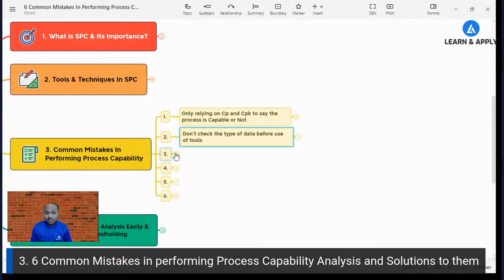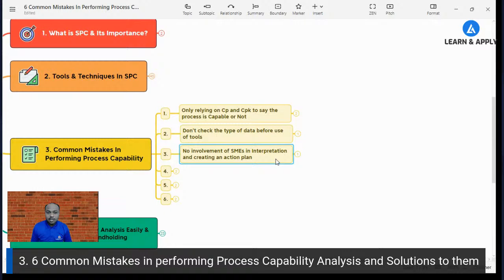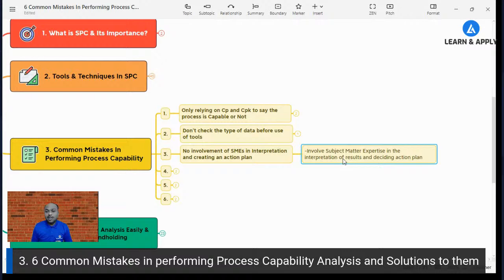The third mistake is again very important: no involvement of subject matter expertise in the interpretation of the results and creating an action plan. If you are not involving the subject matter expertise in the capability analysis, the interpretation of the results can go wrong. So while you are interpreting the results and converting that interpretation into the action plan, please involve the subject matter expertise. That is the solution for this.